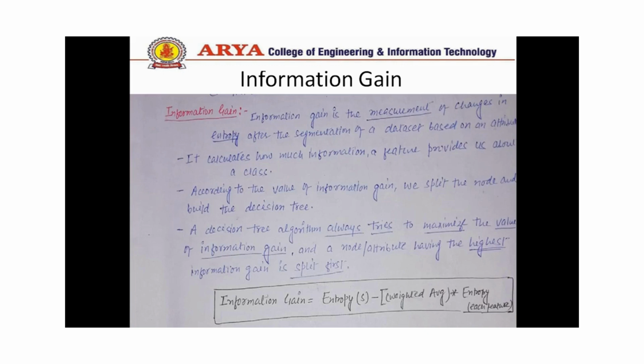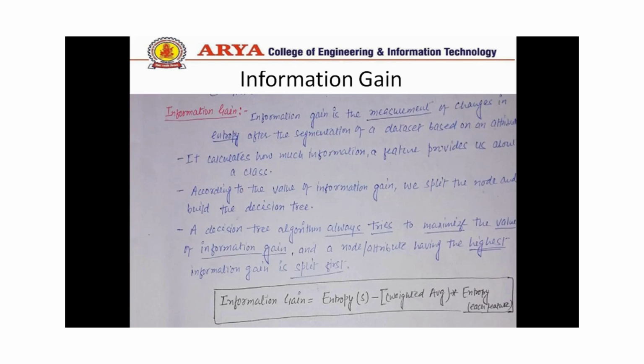The main point related to information gain is a decision tree always tries to maximize the value of information gain, and a node or an attribute having the highest information gain is split first. So my dear friends, you always remember, when we calculate information gain for different attributes, we need to find the maximum information gain from all the calculated attribute information gains.